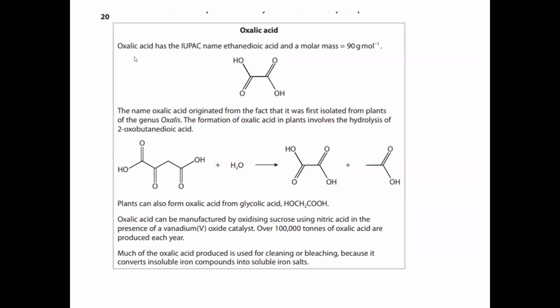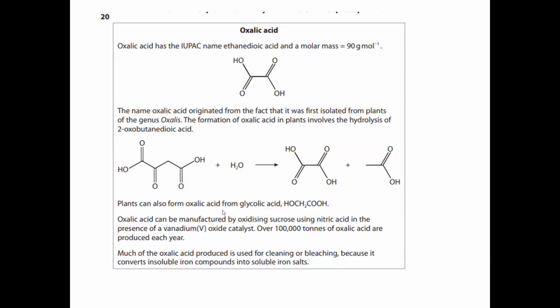So it says the oxalic acid has the IUPAC name ethane dioic acid and a molar mass of 90 grams per mole. Okay, they have the molar mass and everything given. The name oxalic acid originated from the fact that it was first isolated from the plant of the genus Oxalis. The formation of oxalic acid in plants involves the hydrolysis of oxobutane dioic acid. They form oxalic acid by hydrolysis. Hydrolysis means we are breaking a bond using a water molecule.